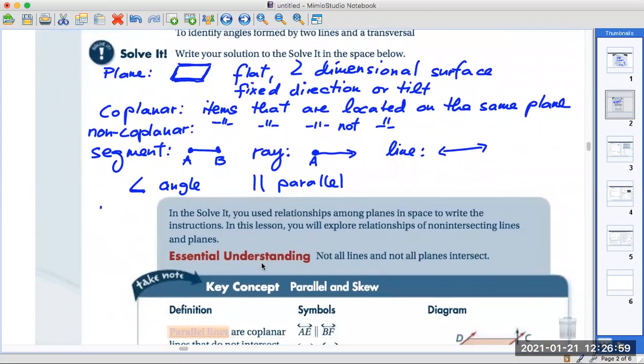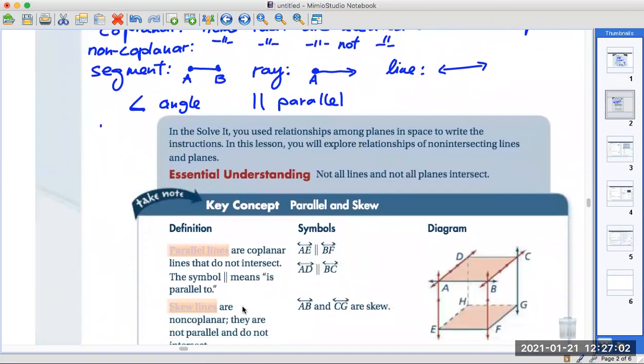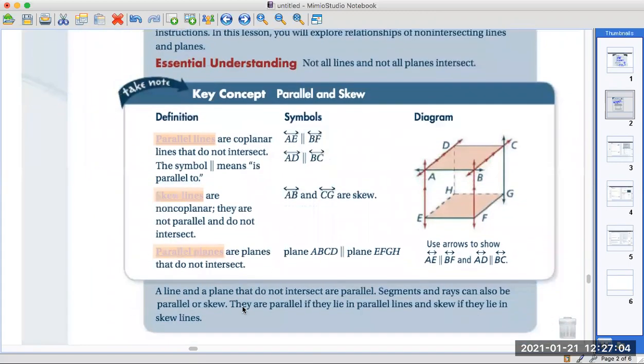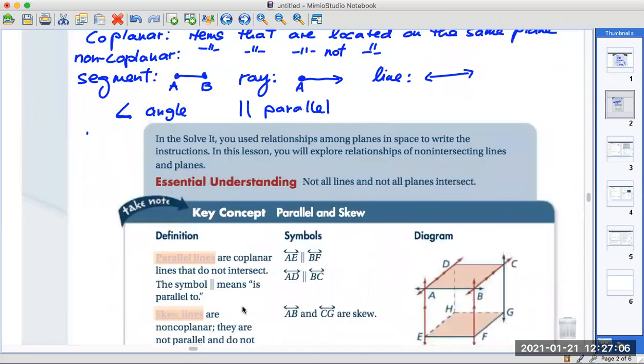And the essential understanding, this right here is going to explain a lot, so I'm going to go over that. Not all lines and not all planes intersect. When you intersect, you think of an intersection, that crosses, right? So I'm going to use the word crosses. Intersect.